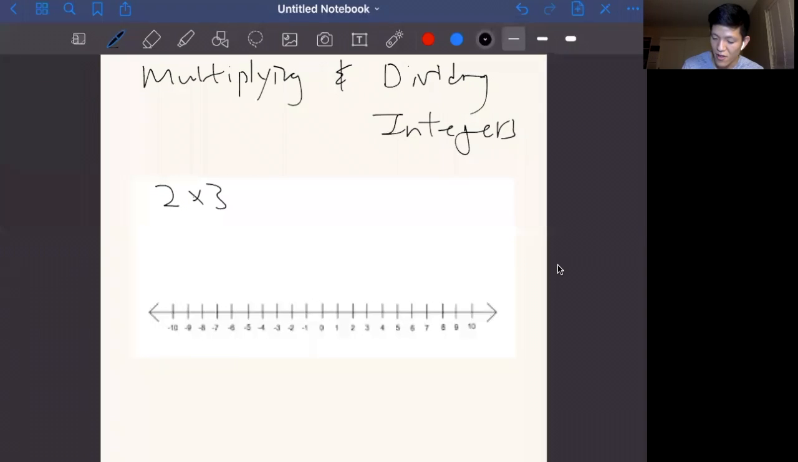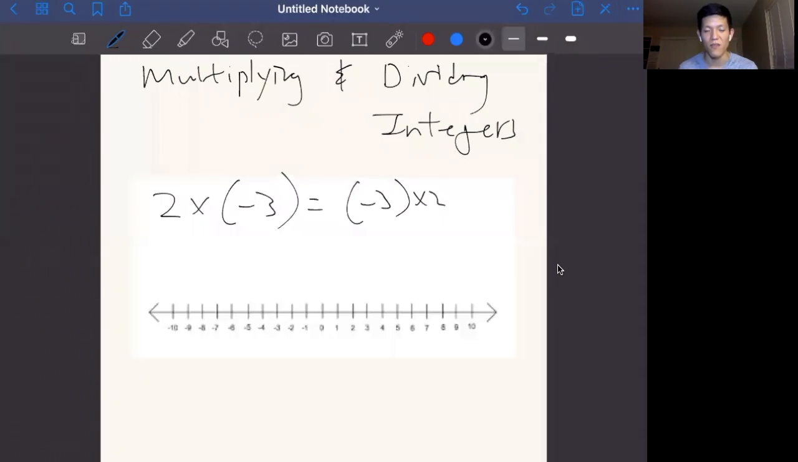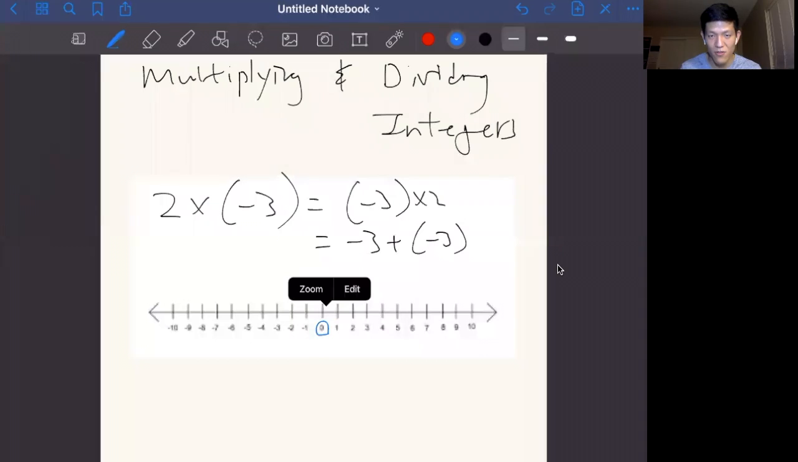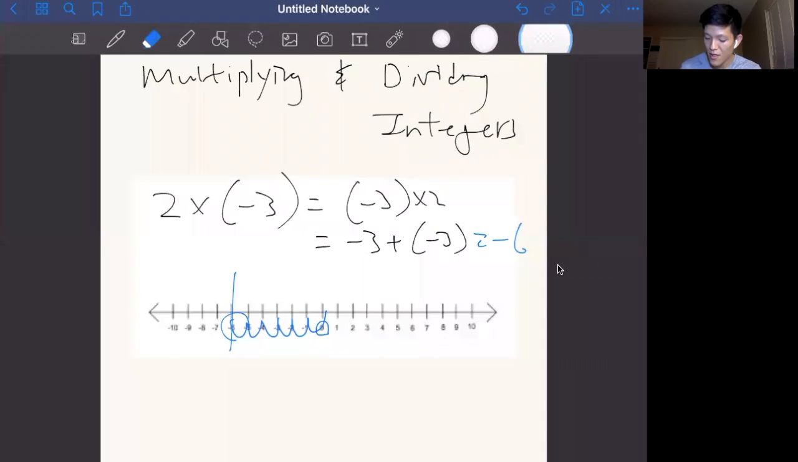So let's say we have 2 times negative 3. Well, we can take a look at it as negative 3 times 2, right? That's the same thing, commutative property of multiplication. And this is equal to negative 3 plus negative 3. So on the number line, we have 0. You go to the left 3 spaces, just like from the adding and subtracting integers video. And then you add negative 3. You go another 3 spaces. You end at negative 6. Okay. So 2 times negative 3 is negative 6.